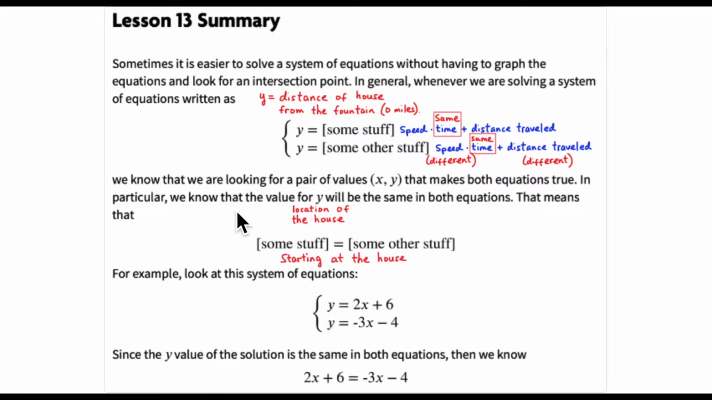So down here we know that the value of y will be the same for both equations because it's the location of the house. That's not changing, it's not moving. So both sisters are starting at the house, and it turns out that some stuff, the right side of this equation, is equal to some other stuff, which is the right side of the other equation. Now this bothered me for a while. How could some stuff be equal to some other stuff? But the context of the problem helps me understand that.